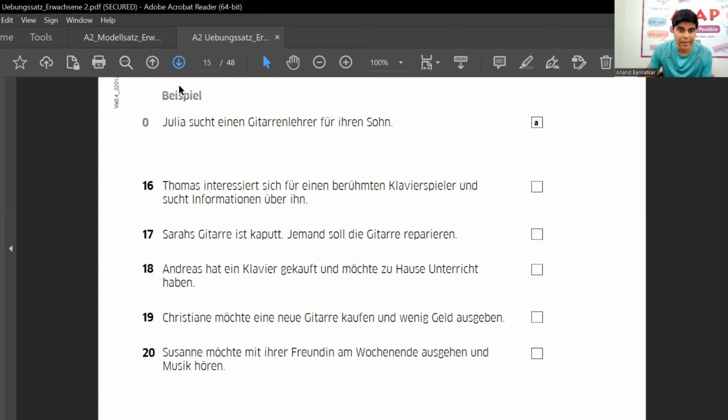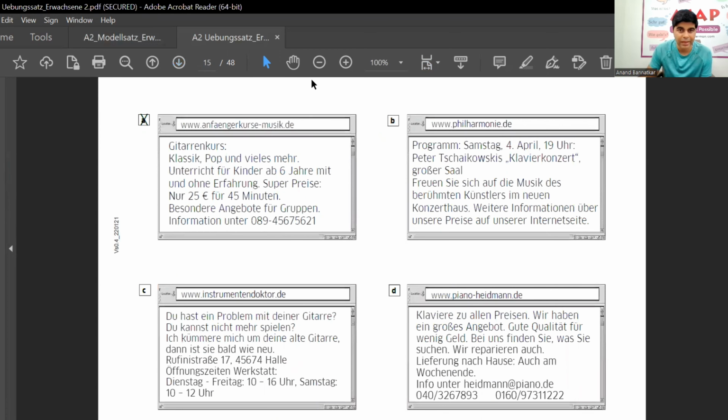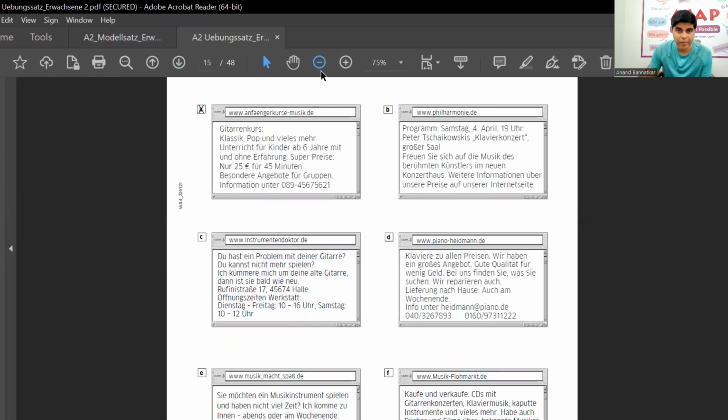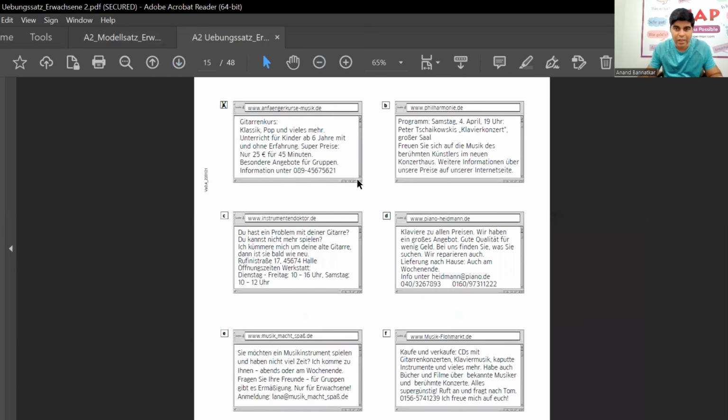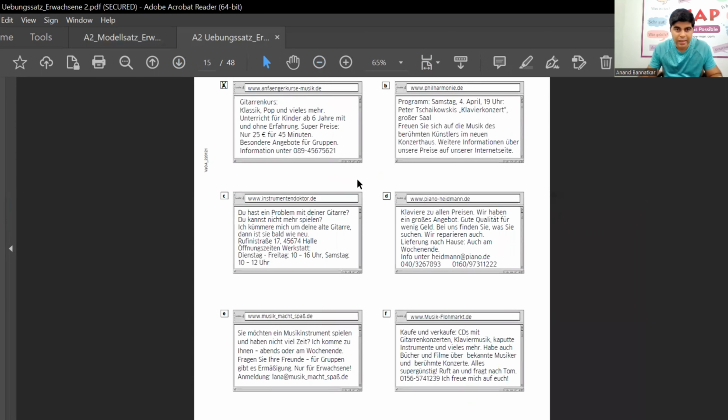Now the second page. Here are the advertisements. I will make it 65% probably. So here A, B, C, D, E, F. Take the screenshot and now take your time to find the answers.